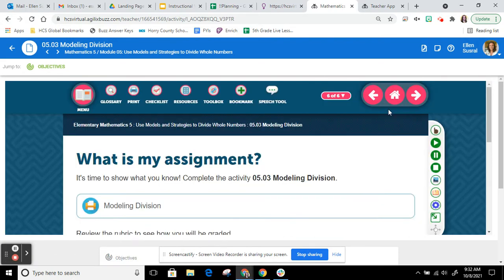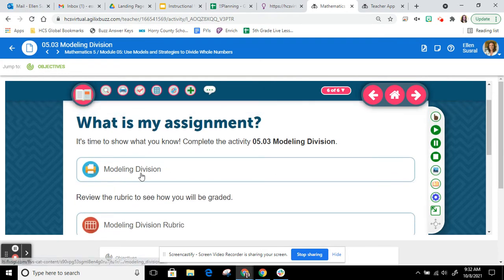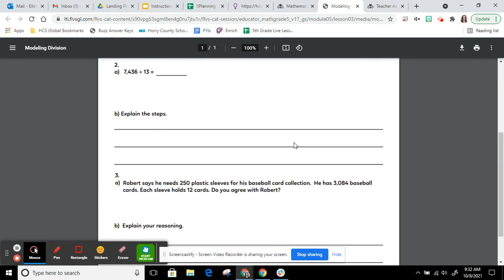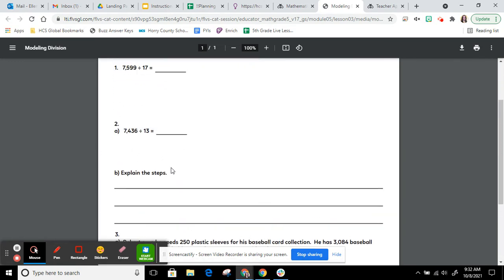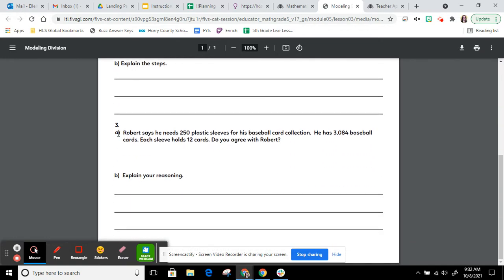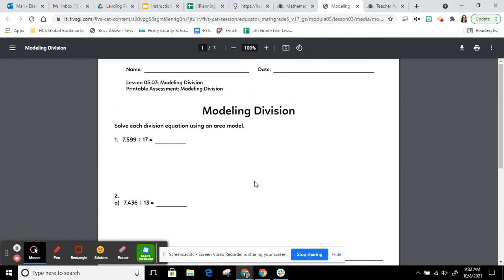When you get to the last page of the lesson, you're going to click on Modeling Division, which is your worksheet. It is 3 questions, but number 2 has a part A and a part B, and number 3 has a part A and a part B. Now, I'm not going to do this whole worksheet for you. I'm going to break it down. I'm going to model some. I'm going to talk you through some. So make sure you're paying attention as I go through this video.